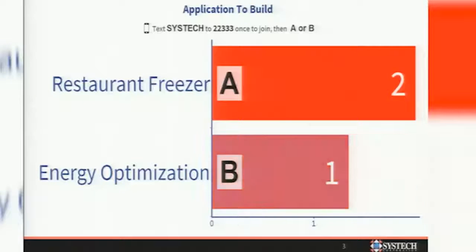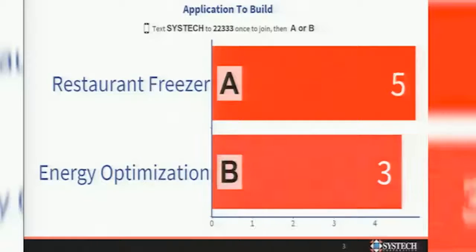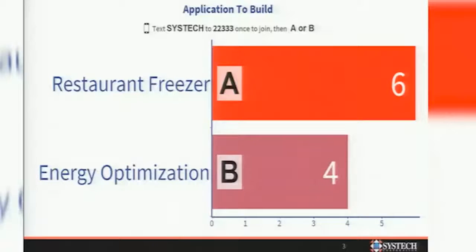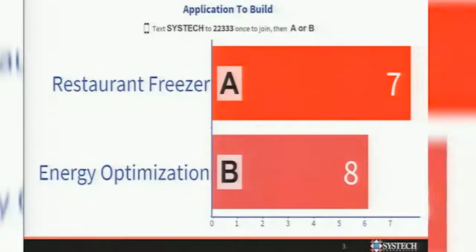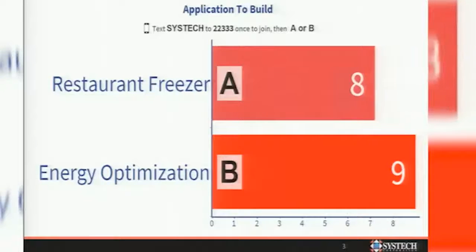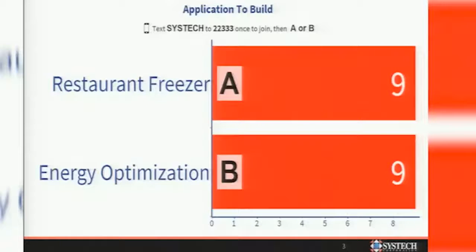Now, while you guys are voting, I'm going to talk a little bit more, but go ahead and do those two text messages, one to Systech, and then the second one is either A or B. Now, if you really want to vote for both of them, you can actually vote for one twice, or you can vote for each of them equally. You're allowed two votes. So if you really want to vote twice, feel free to do that.